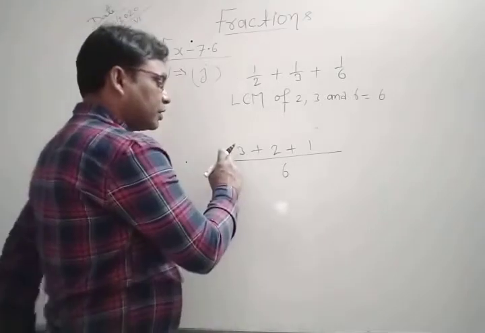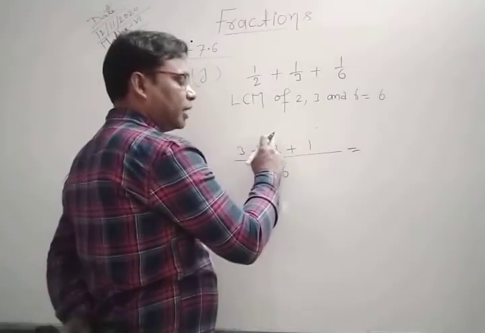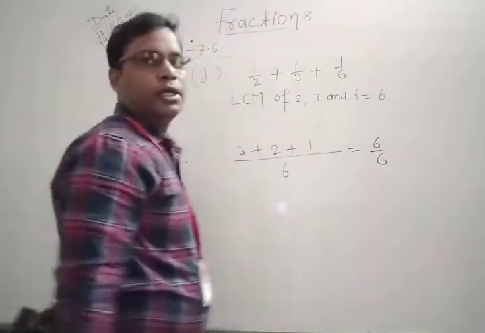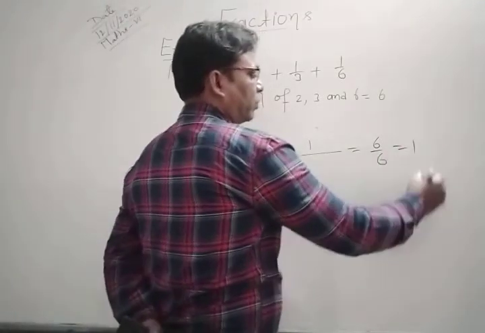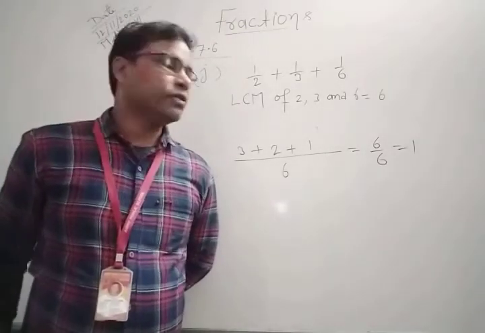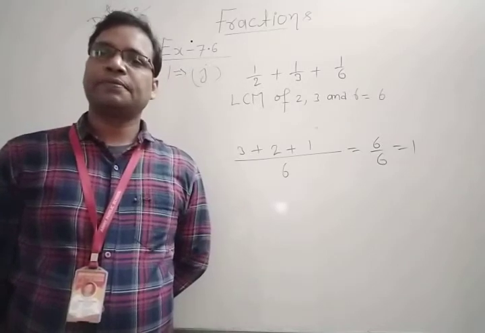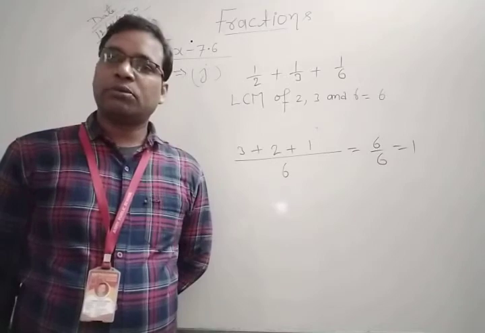I hope all of you understood how to write this. So 3 plus 2 plus 1 is equal to what? 3 plus 2 is 5, 5 plus 1 is 6, so 6 by 6. This is equal to 6 by 6, or you can write it as 1. This is clear. In the given fractions 1 by 2 plus 1 by 3 plus 1 by 6, 6 is a multiple of 2, 3 and 6.